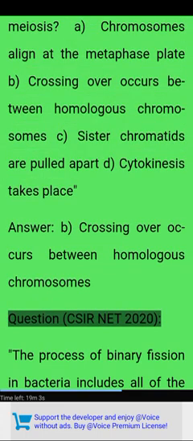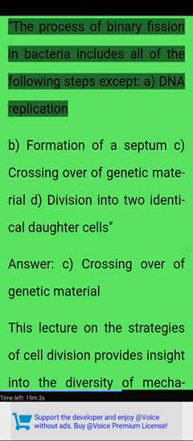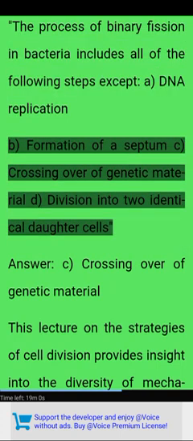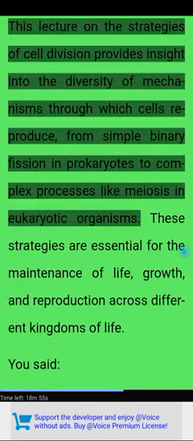Question, CSIR NET 2020. The process of binary fission in bacteria includes all of the following steps except: A. DNA replication. B. Formation of a septum. C. Crossing over of genetic material. D. Division into two identical daughter cells. Answer: C. Crossing over of genetic material.